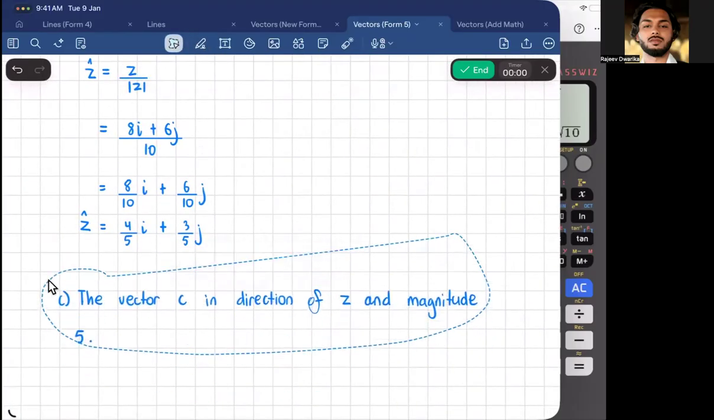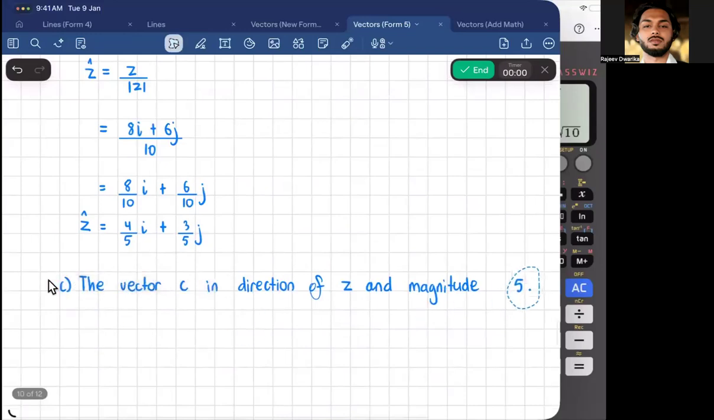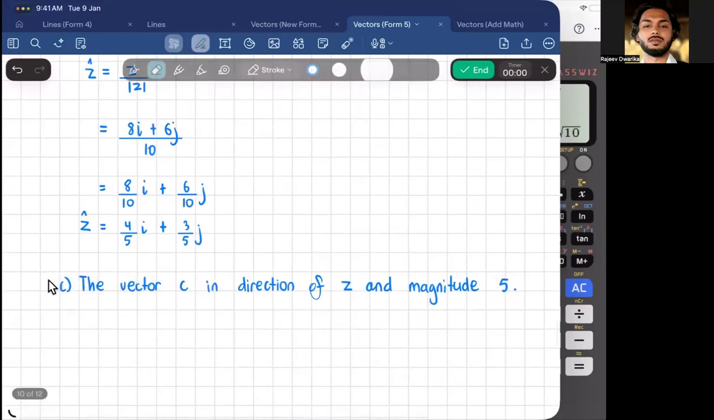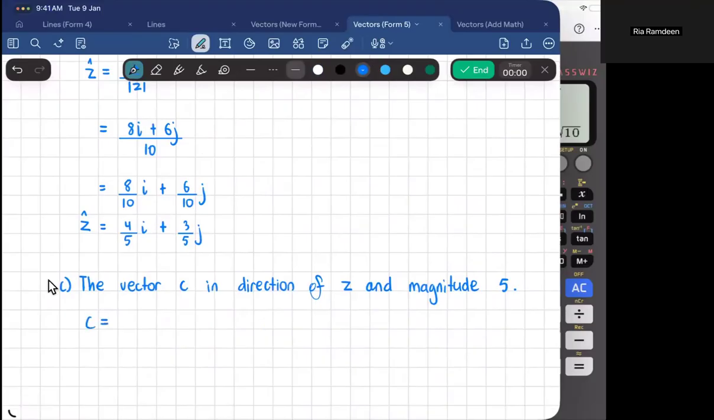Okay, so part C. Right? So Ria, how do you work this one out? So we want to find vector c. We're going to multiply 5 by the unit vector. Right? So 4 over 5 i, right? Plus 3 over 5 j. Yes. All this.